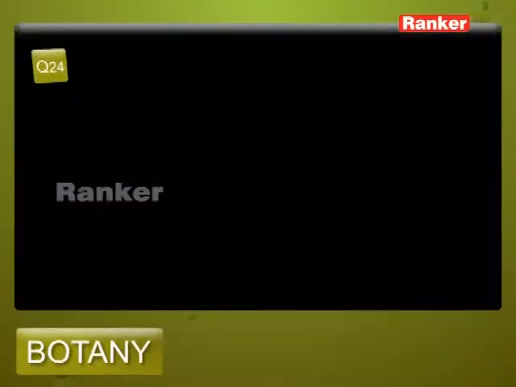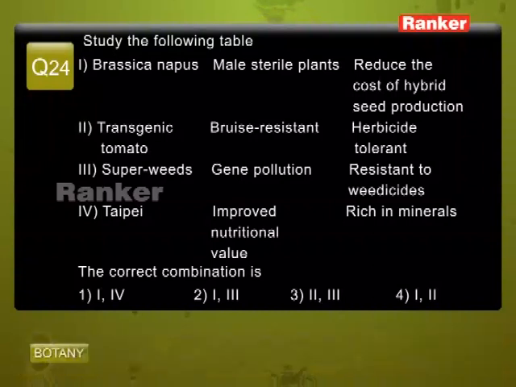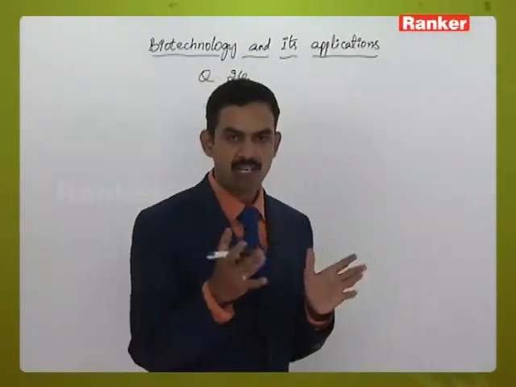Question number 24, study the following table. 1. Brassica napus, male sterile plants, reduce the cost of hybrid seed production. 2. Transgenic tomato, bruise resistant, herbicide tolerant. 3. Super weeds, gene pollution, resistant to weedicides. 4. Type A, improved nutritional value, rich in minerals. The correct combination is options: 1, 1 and 4; 2, 1 and 3; 3, 2 and 3; 4, 1 and 2. Okay, here let us see the combinations that have been given.